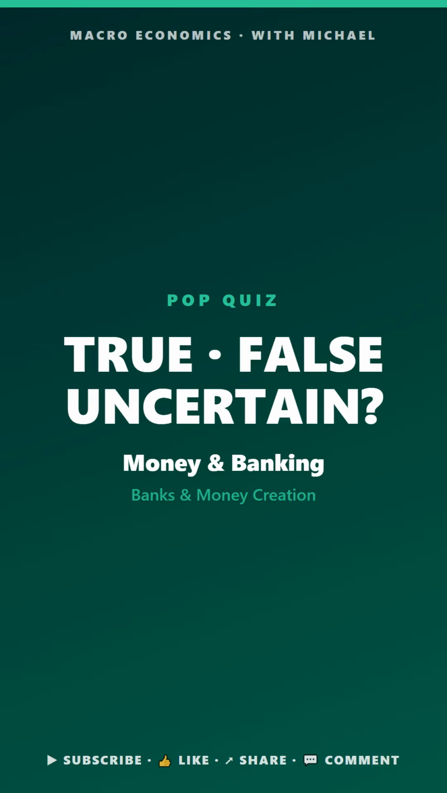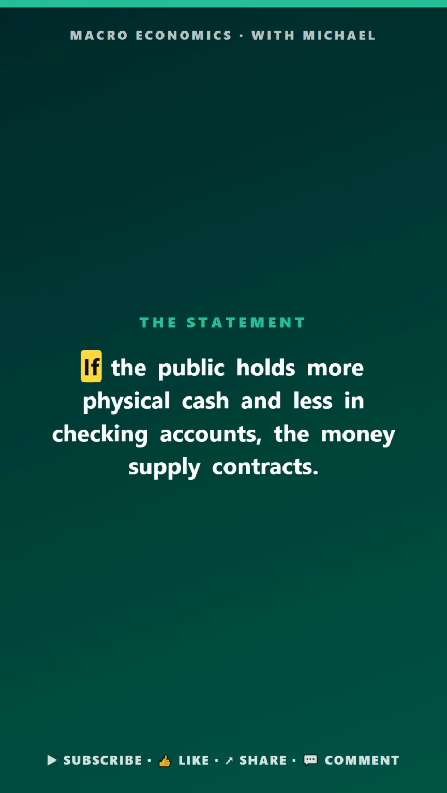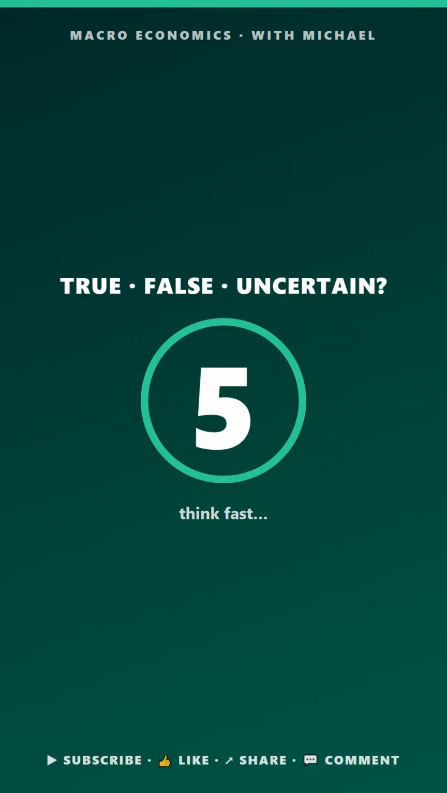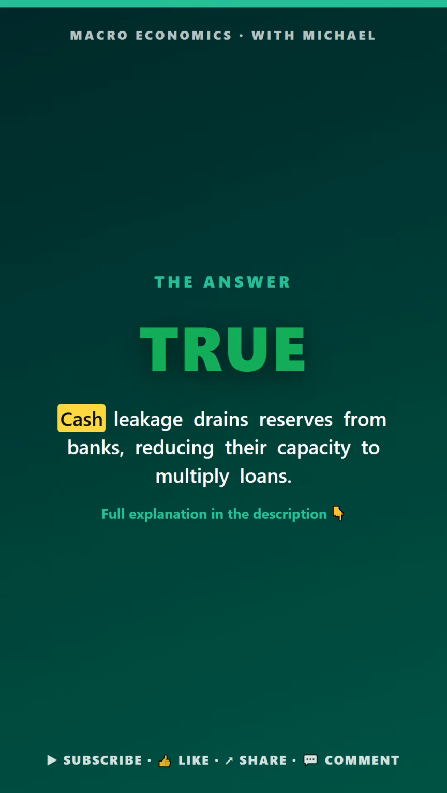Macro pop quiz. Money and banking. True, false, or uncertain. If the public holds more physical cash and less in checking accounts, the money supply contracts. The answer is true. Cash leakage drains reserves from banks, reducing their capacity to lend.